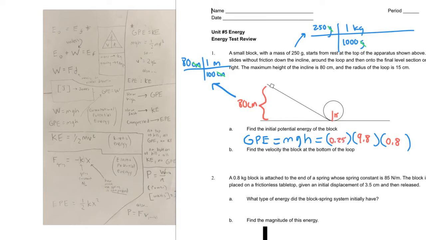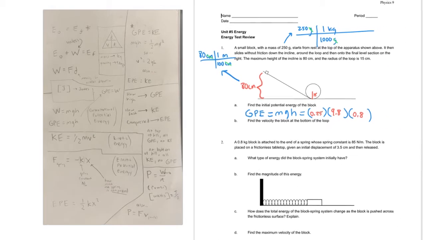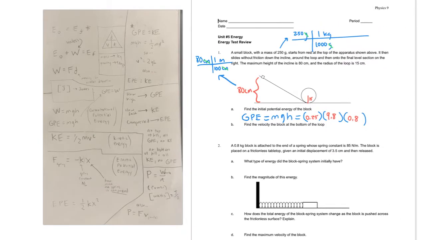That's really all there is to that one, because at this point we will just multiply that. All right, we're going to multiply 0.25 times 9.8 times 0.8, and that would be 1.96. And that would be joules. If the teacher's looking for that, you could write that J there.